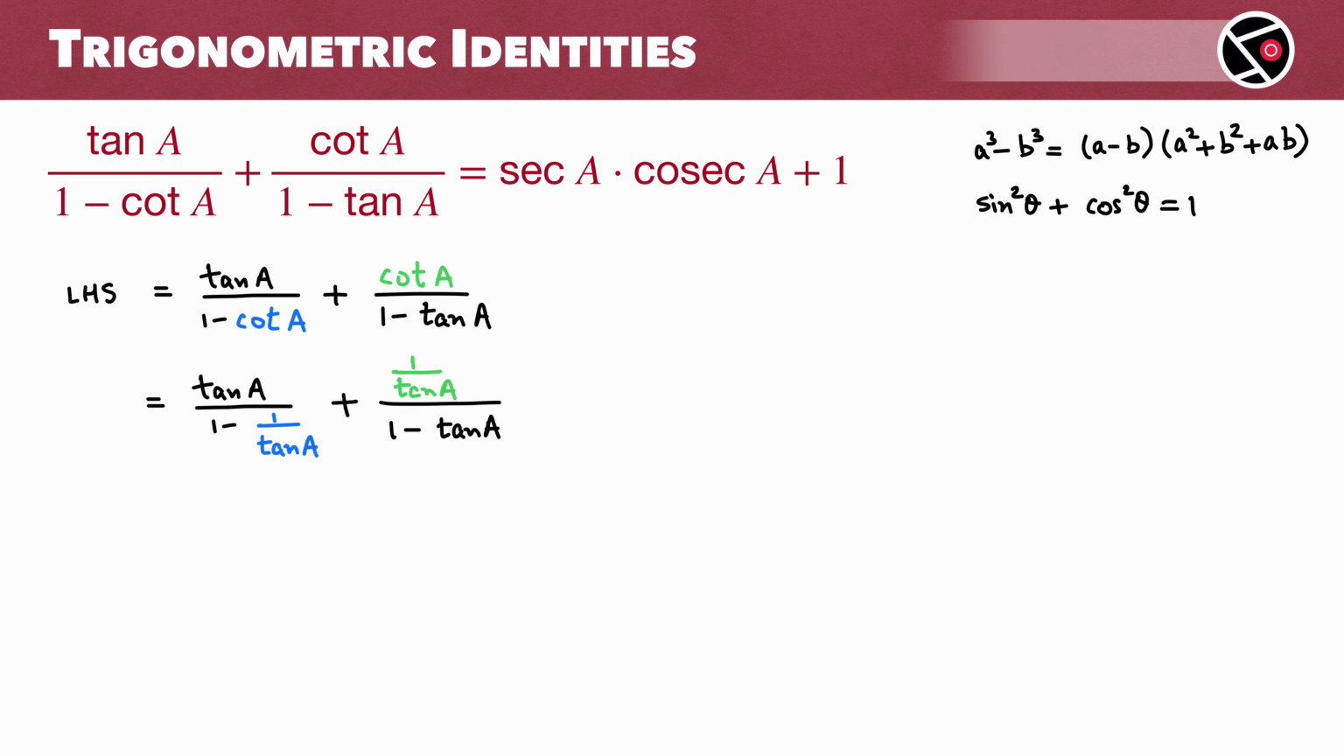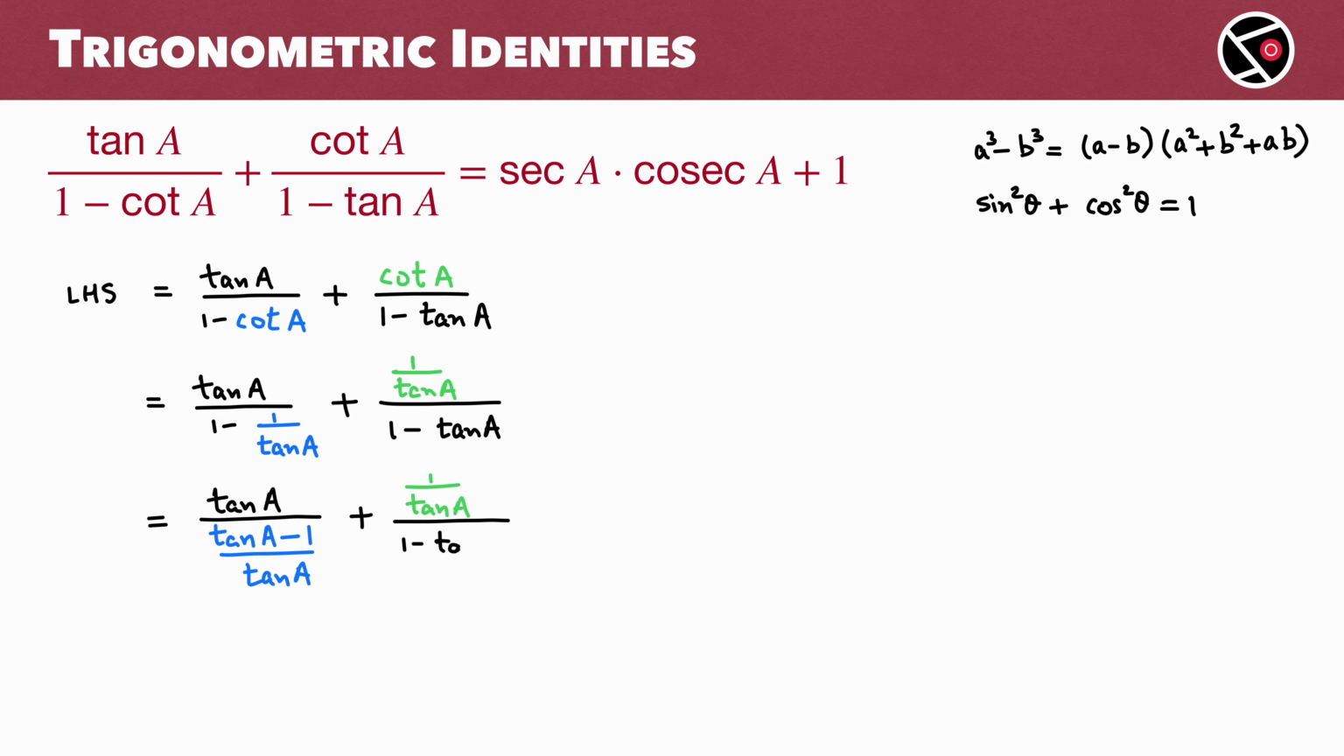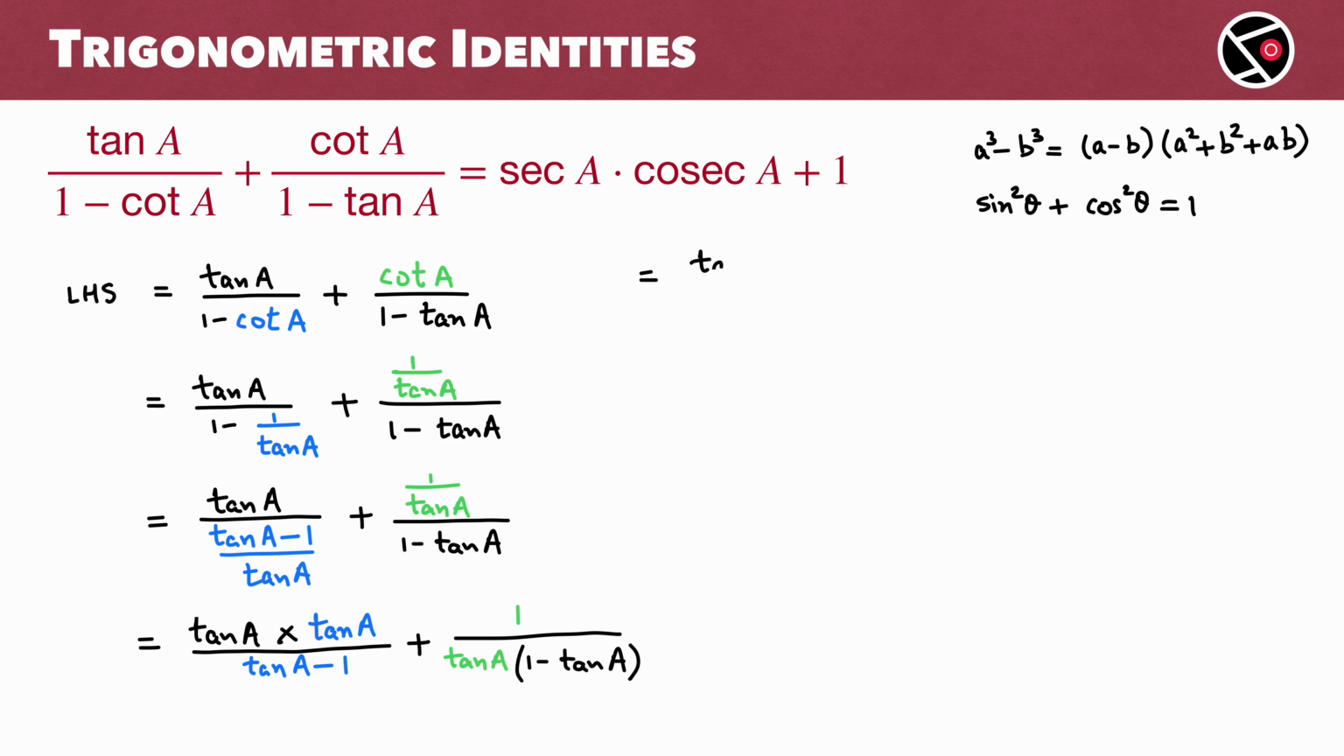Now let's focus on the first term. The numerator is tan A. For the denominator, 1 minus 1 by tan A becomes tan A minus 1 over tan A. The second term is 1 by tan A over 1 minus tan A. So we get tan A times tan A over tan A minus 1 plus 1 over tan A, 1 minus tan A. Our first term is tan square A over tan A minus 1.